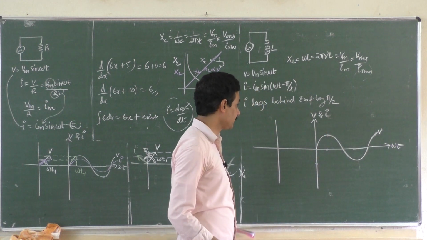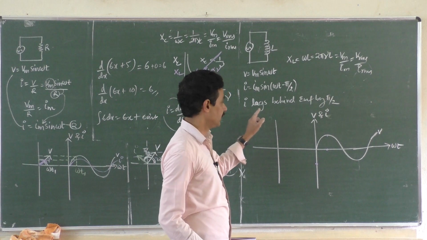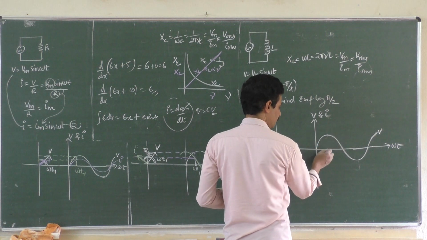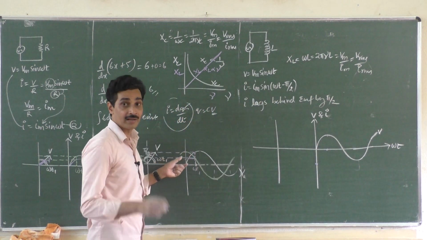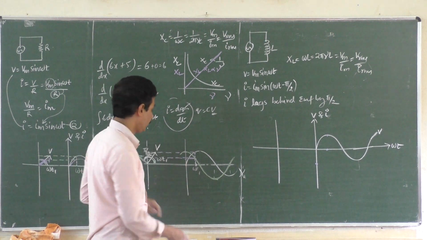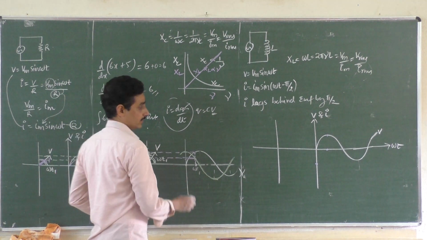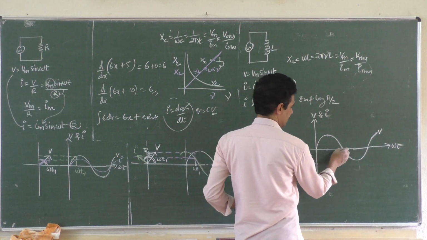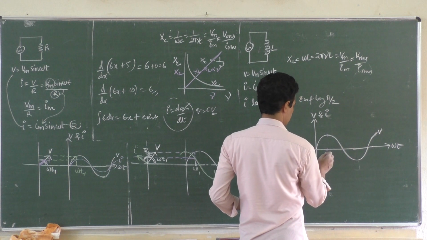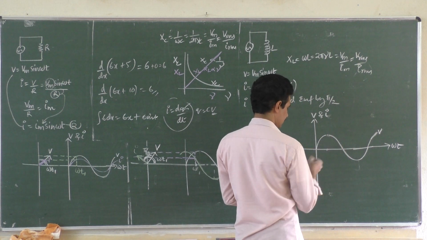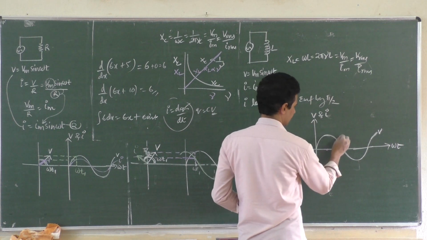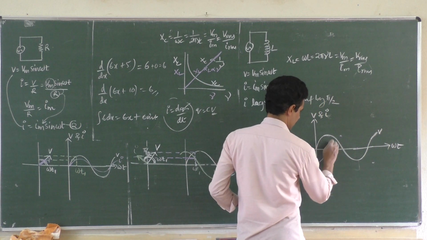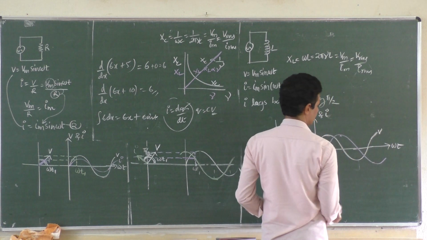If current is lagging behind voltage by pi by 2, when voltage is maximum, current should be 0. That is what we had last time, right? Current was leading voltage by pi by 2. What do you mean by that? When current is highest, voltage was 0. Now when voltage is highest, current should be 0. It means it should start from here. Then when this is here, this dot is not to be connected, and here and then here and then here. So it should be like this. You see the diagram, this is I.